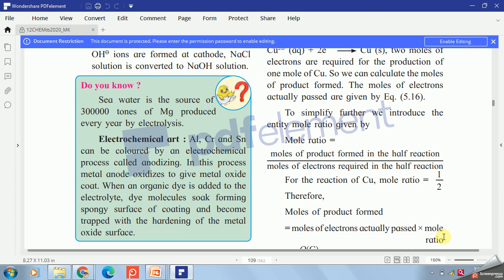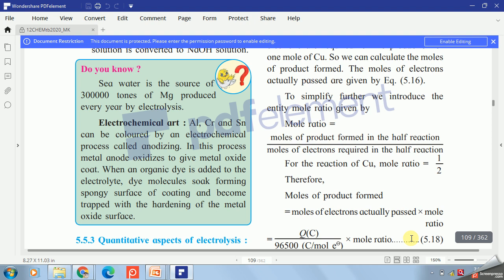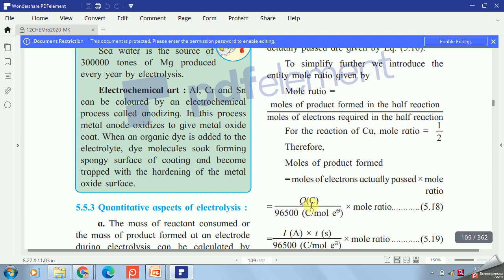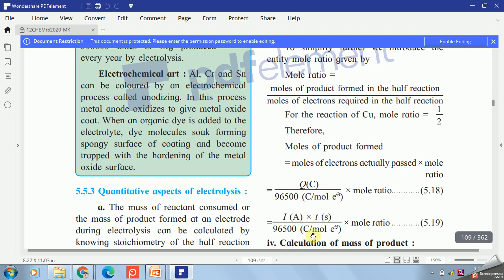Then we have to calculate moles of product formed, which is equal to moles of electrons actually passed, given in equation 5.17, multiplied by the mole ratio. So what is the equation? It becomes Q in coulomb, the quantity of electricity, divided by 96,500 coulomb per mole of electron, multiplied by the mole ratio. So what is Q? It is given in equation 5.16: I, current in ampere, multiplied by time in second, divided by 96,500 coulomb per mole of electron, into the mole ratio. Okay.